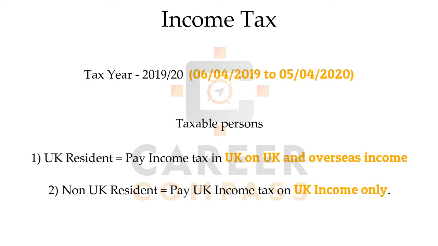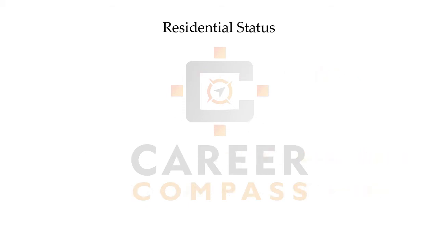Now students, when I'm talking about UK resident and non-UK resident, it is one kind of residential status of that person, and let's see how to determine that residential status. The residential status has three steps. We have to follow step 1 first, then step 2 and step 3 after that. So let's see what the first step is and whether a person fulfils the step 1 conditions or not.